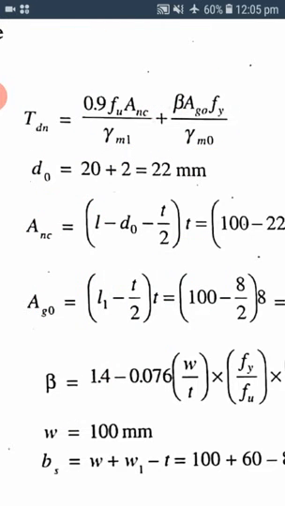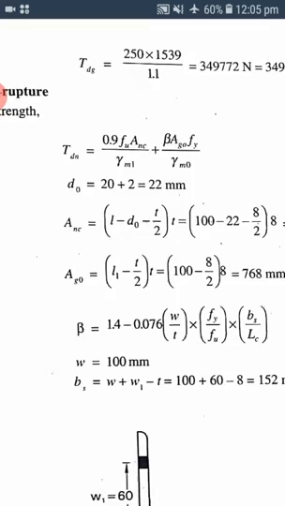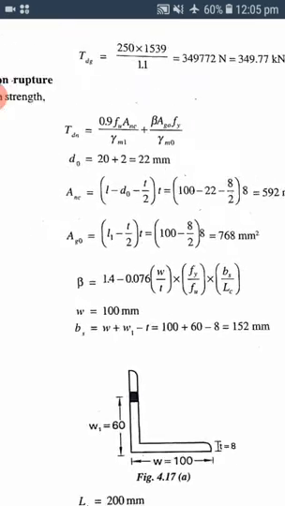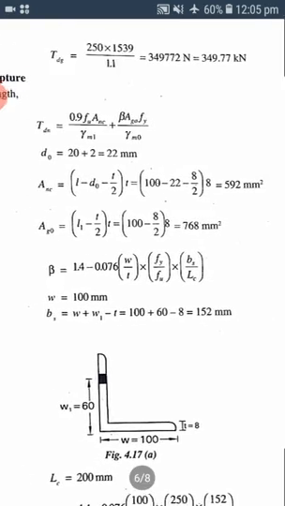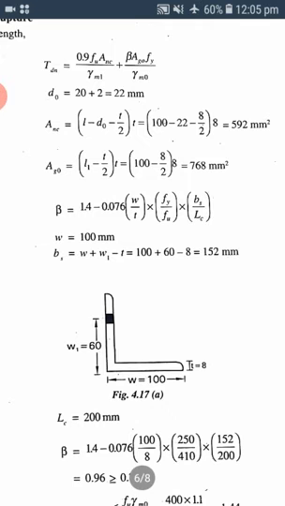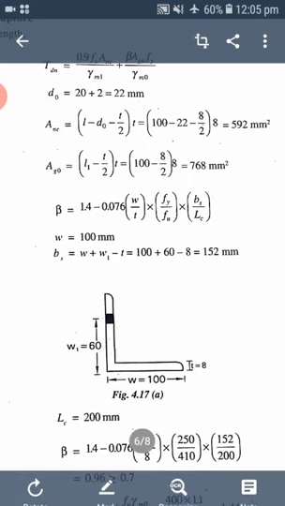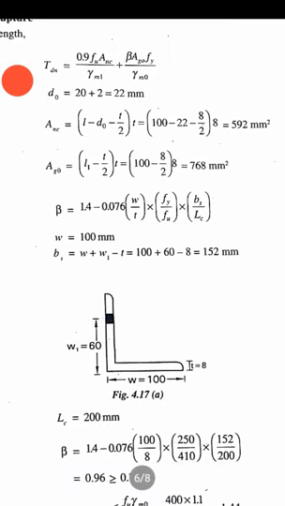So as we know, the diameter of the bolt is given as 20 mm. Plus 2 mm you have to add for the clearance of the hole, so 20 becomes 22 mm. And you know how to calculate the net connected leg area. So this is the figure given here. From this you have to calculate the net connected leg area.